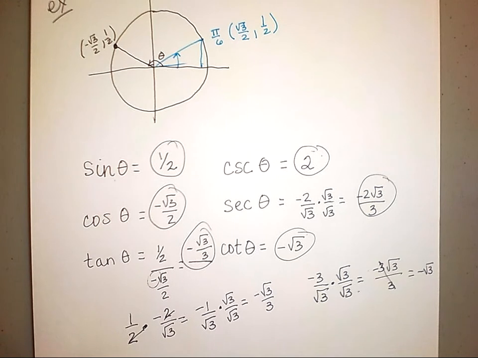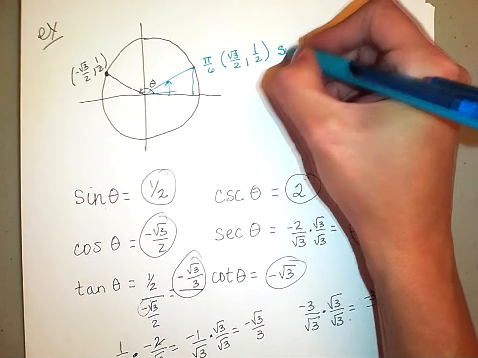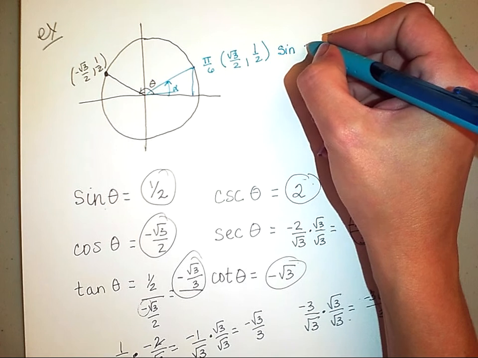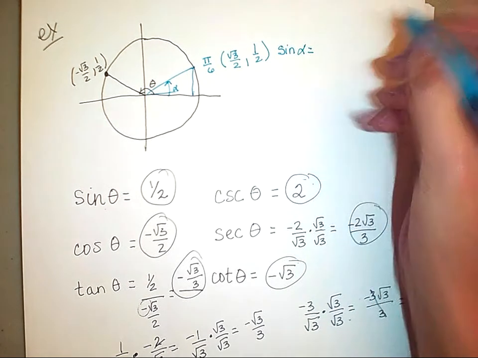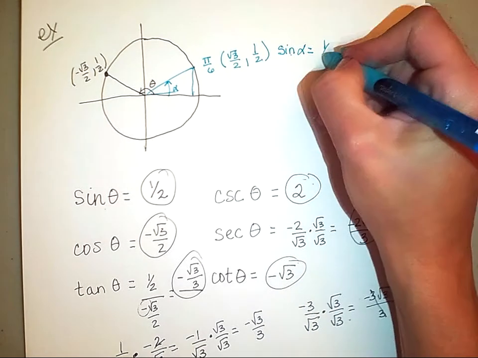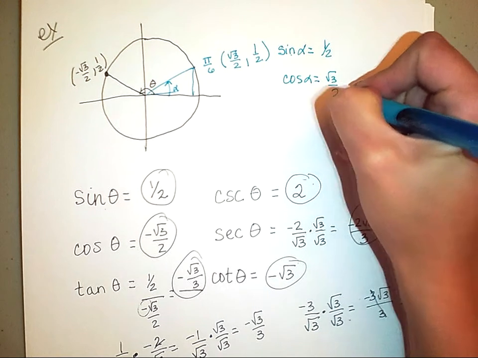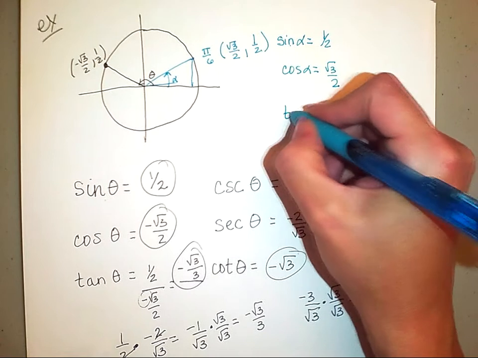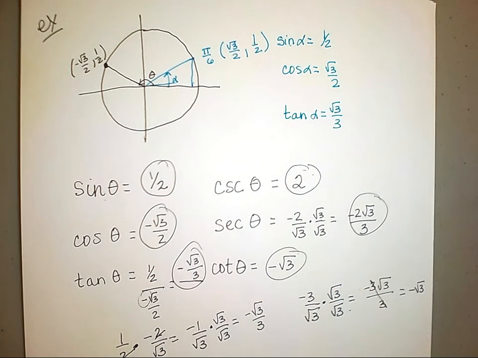And I guess let's start with this example. Okay, so we could have the sine here of, let's call this one alpha. Sine of alpha is 1/2. The cosine of alpha is square root of 3 over 2. And then using the same reasoning here, we would just get now the positive square root of 3 over 3.